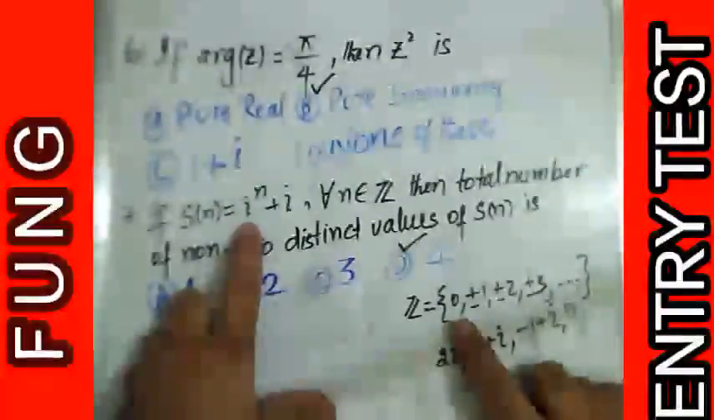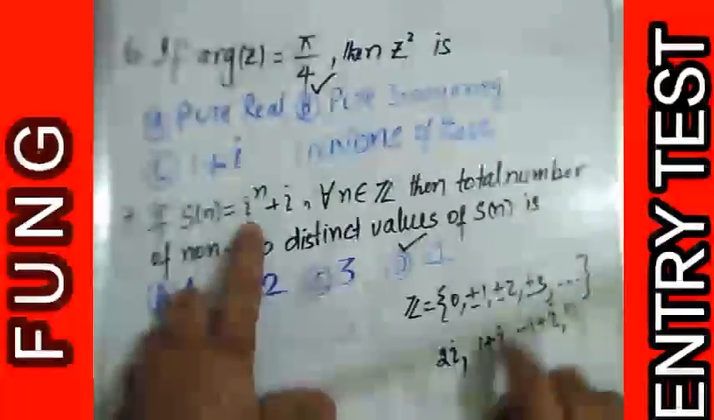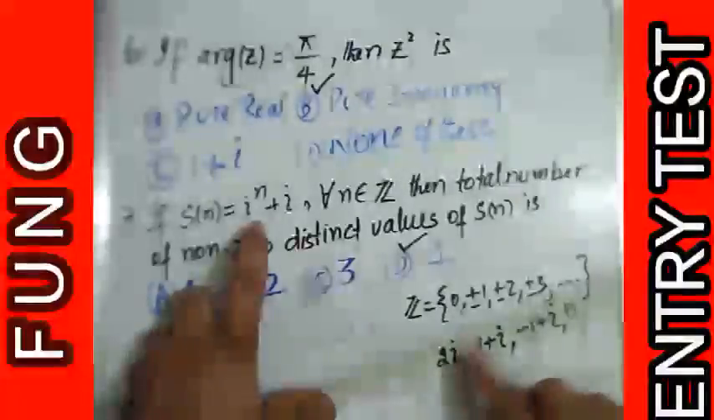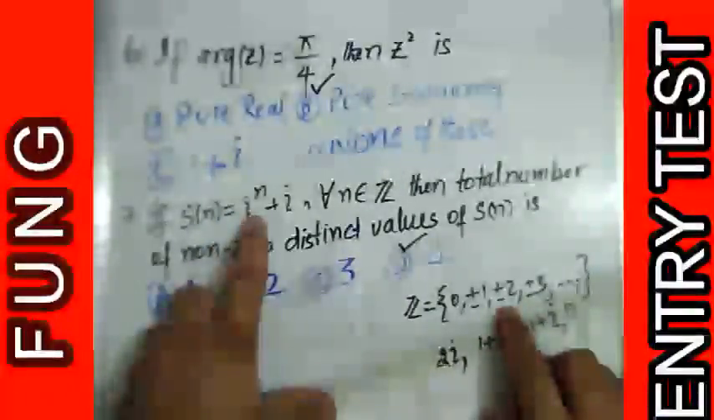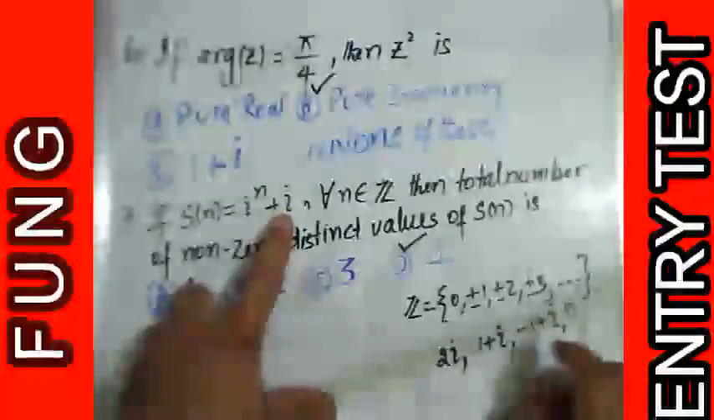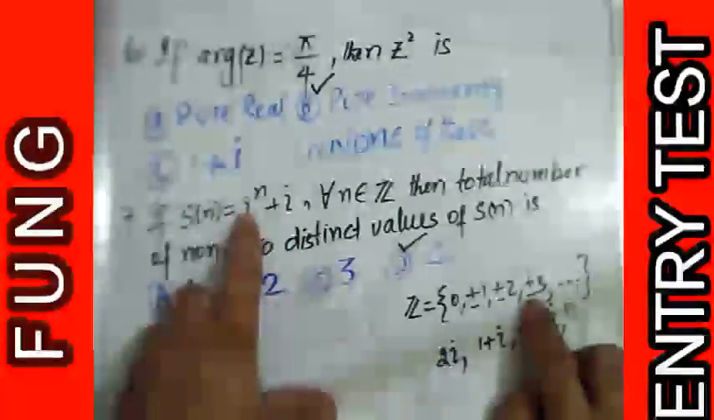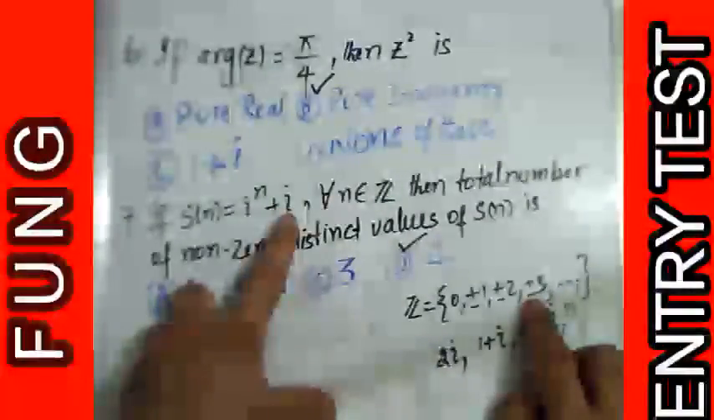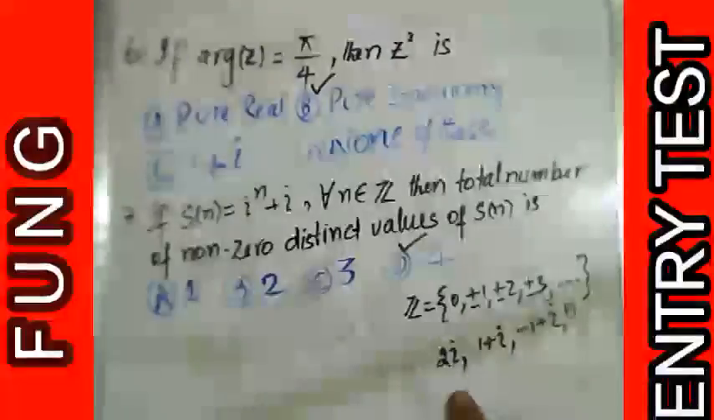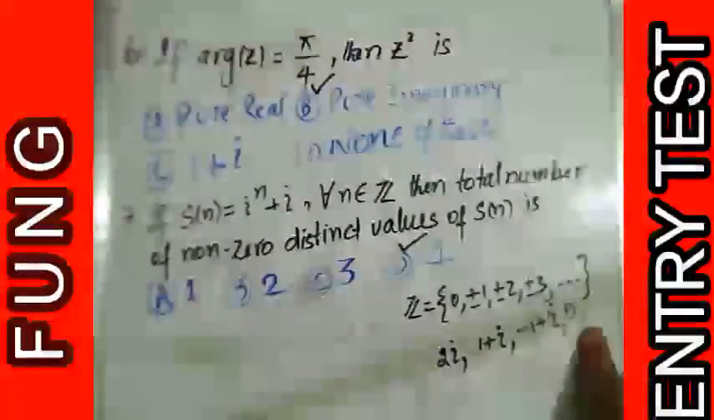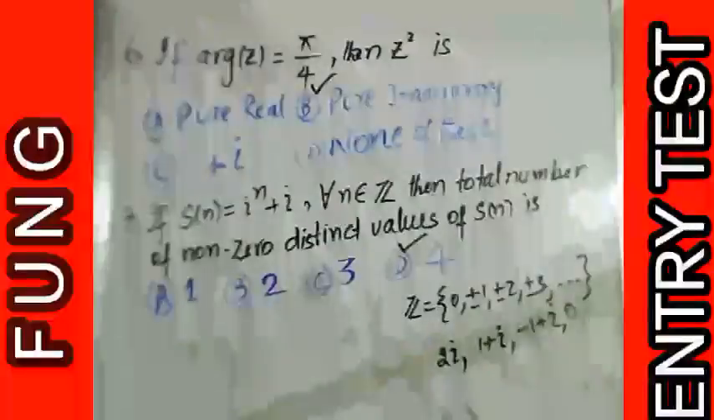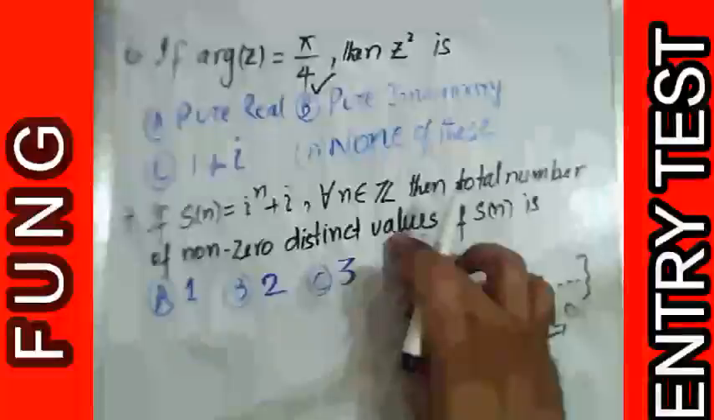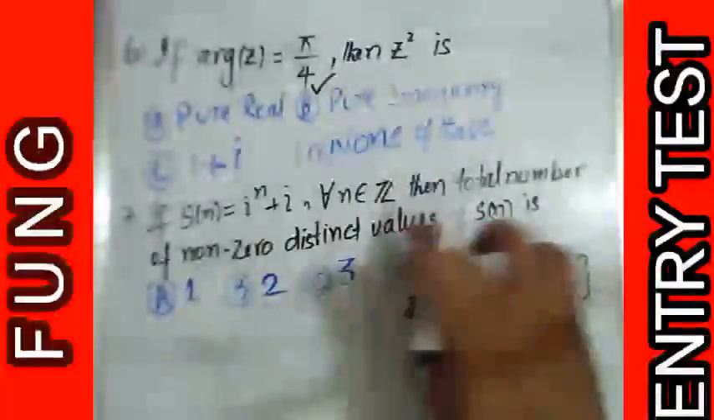If we substitute 0, the value will be 1 plus iota. If we substitute 1, it will become iota plus iota, which is 2 iota, the second value. If we substitute 2, it will be iota square, minus 1, so minus 1 plus iota, this is the third value. And if we substitute 3, iota cube will be minus iota plus iota, that will become 0. So these values will be repeated again. These four possible values are there. He talks about non-zero values, so we can see that these are non-zero. So non-zero values are 3.